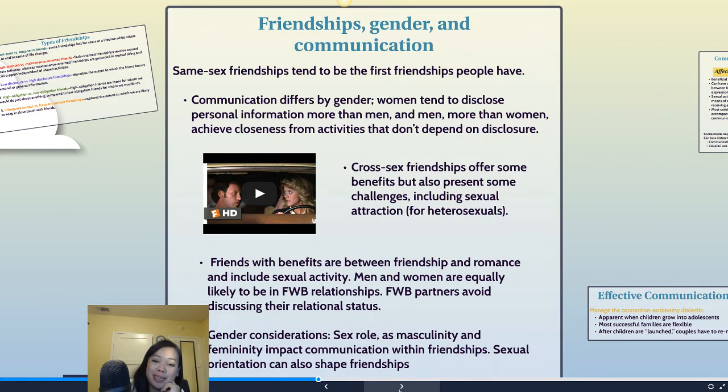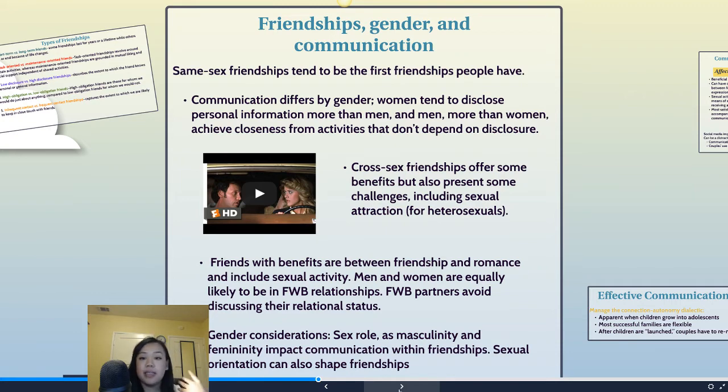I love the way it's written in the book. I'm sure you are all familiar with friends with benefits, this idea that you are not in a romantic relationship, however, you are friends that engage in physical, sexual activity with one another. Interestingly enough, men and women are both equally as likely to be in a friends with benefits relationship, so gender doesn't seem to be a factor there that influences that outcome.